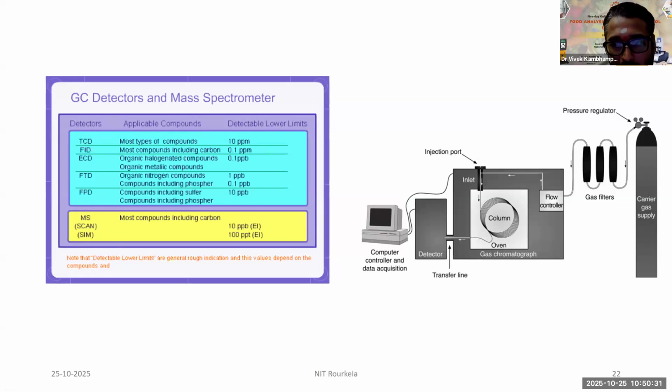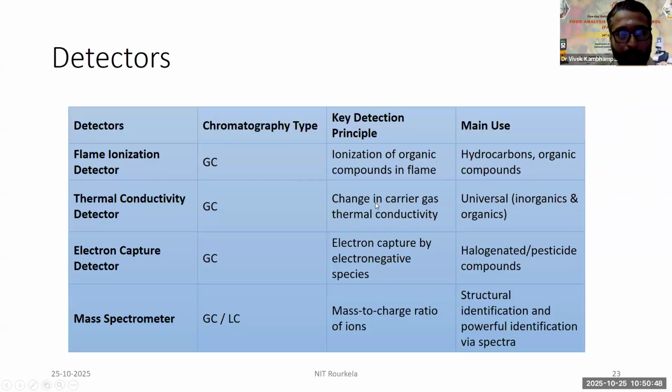Okay, this is how it looks. This chromatograph, the column is placed inside the oven. The oven temperature will be increased. Based on the increasing temperature inside the column, the separation will take place, and then it will be entering into the detectors, identifying and getting the peaks.